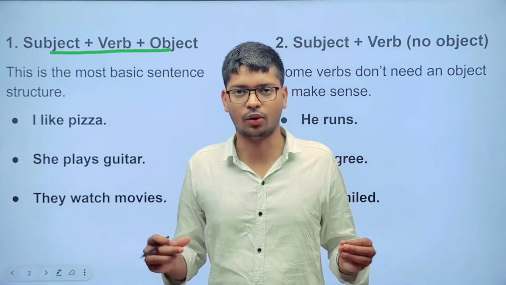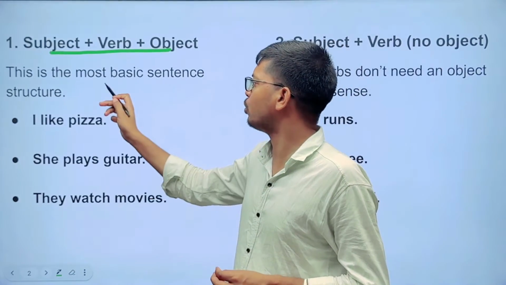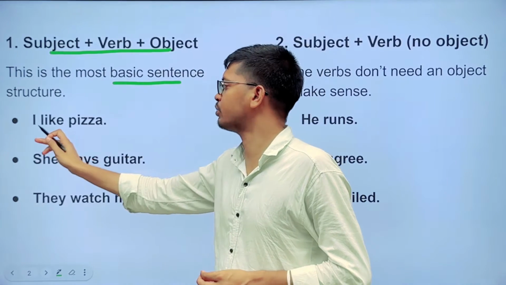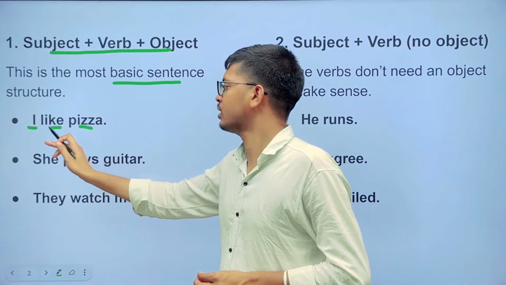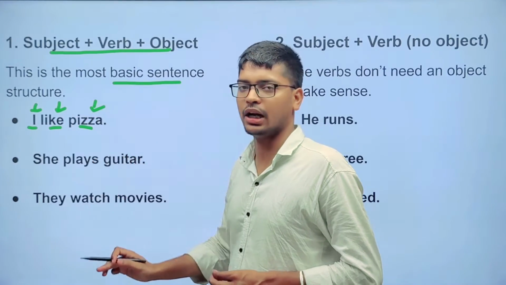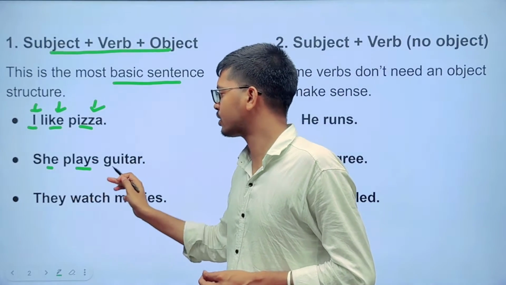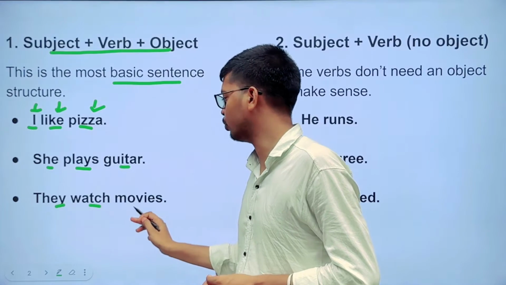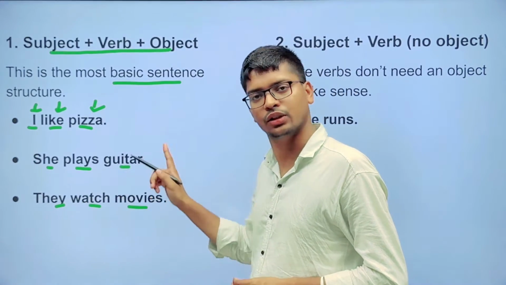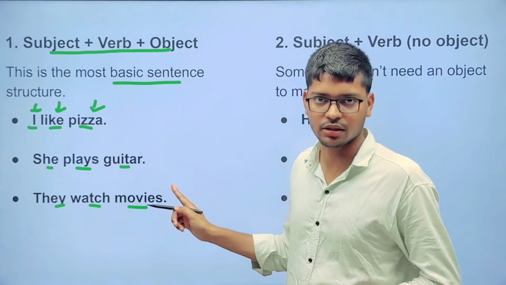So let's talk about this, the most basic sentence structure. Subject, verb, object. Subject, I, verb, like, object, pizza. I like pizza. She plays guitar. They watch movies. Subject, verb, object. You understand? You create this type of sentences.